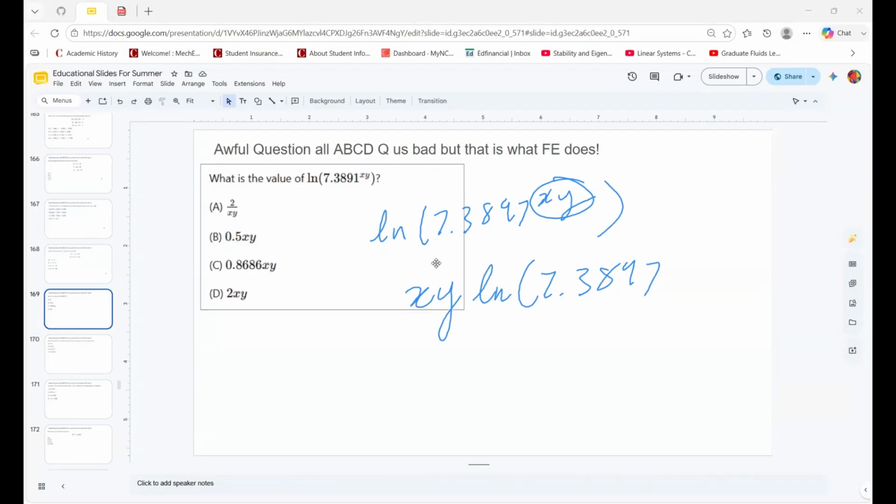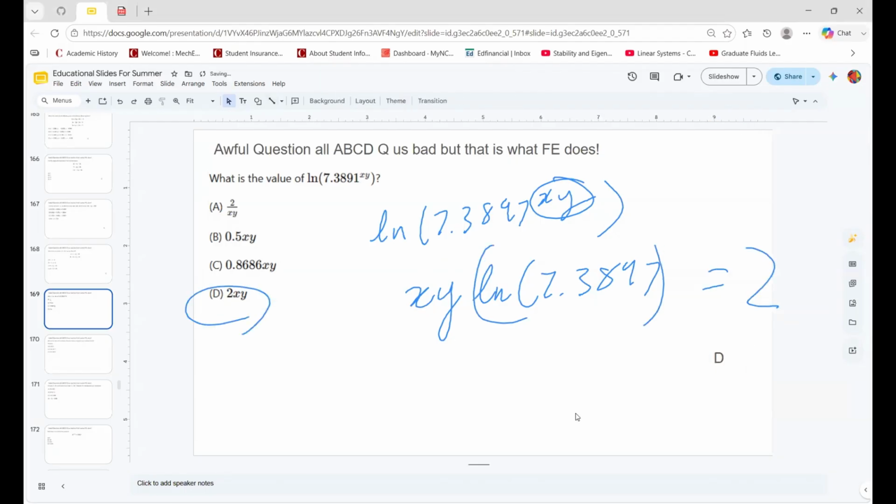Okay, 7.389 is e squared, so the ln equals 2. So it's 2xy. Sorry, that took a very long time to find the ln button on my calculator.